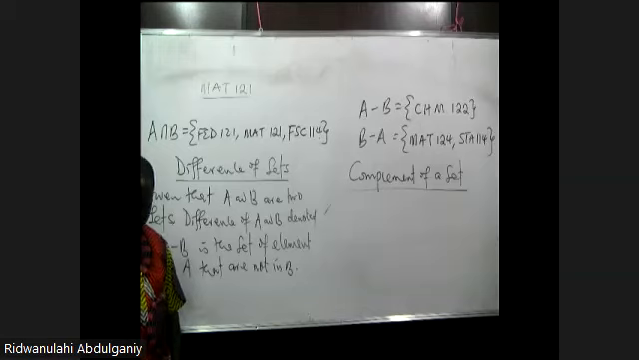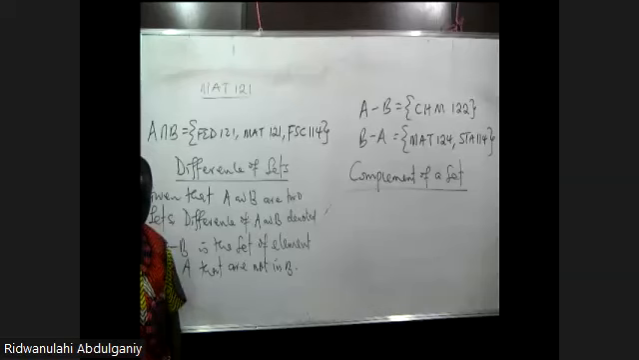Complement of a set is the difference between the universal set and the set itself.